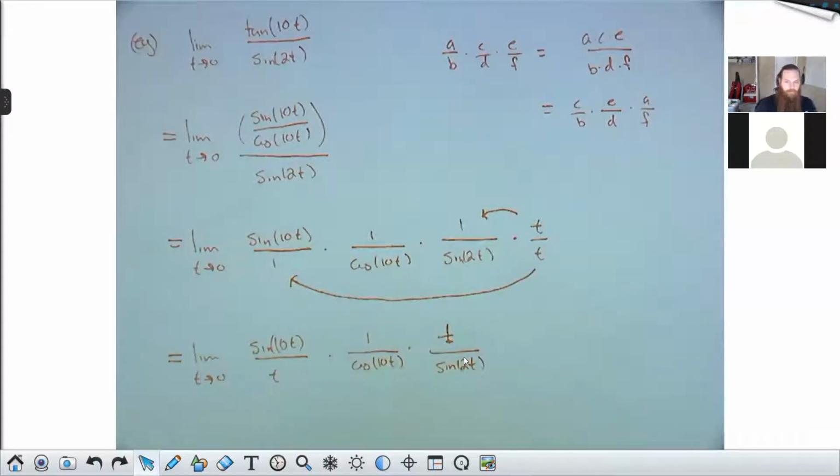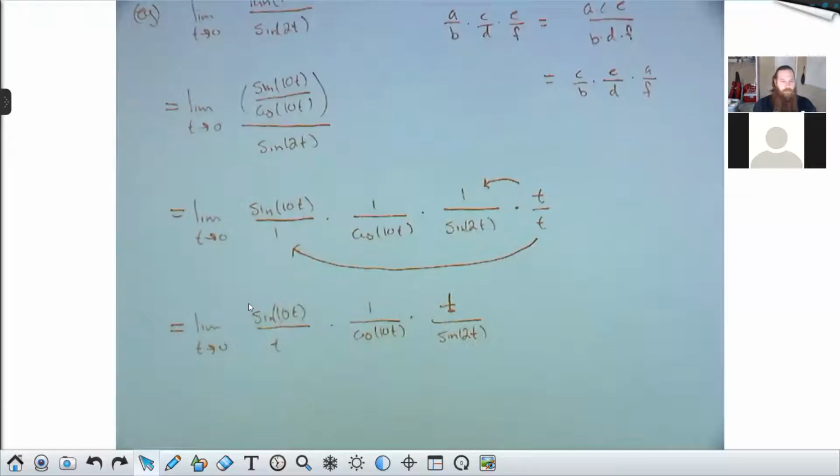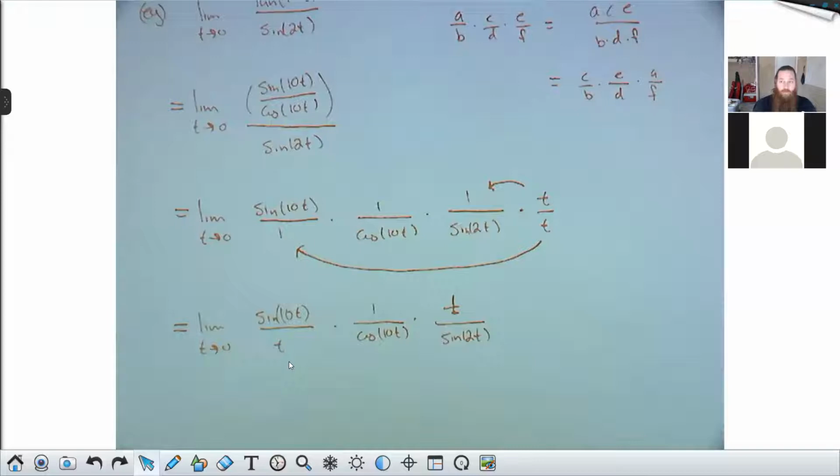Okay. Now we're almost to where I want to be. The catch here is that with this guy, remember, I want to use the fact that sine x over x goes to 1. So if this was sine 10t over 10t, that would go to 1, because that's like sine x over x.